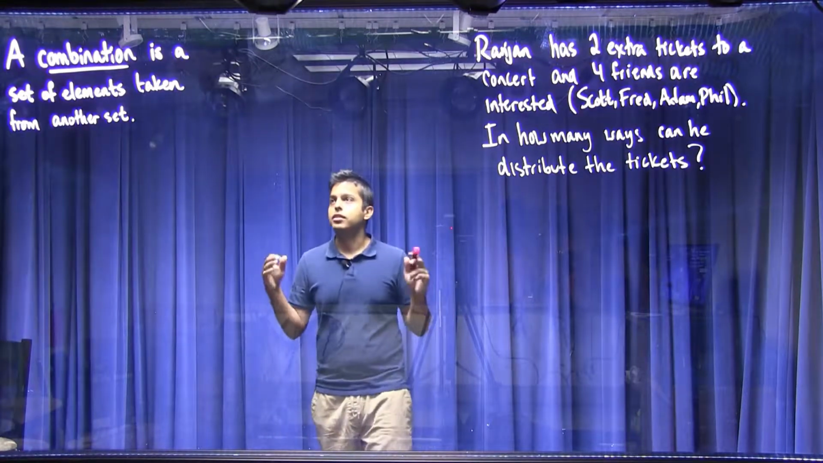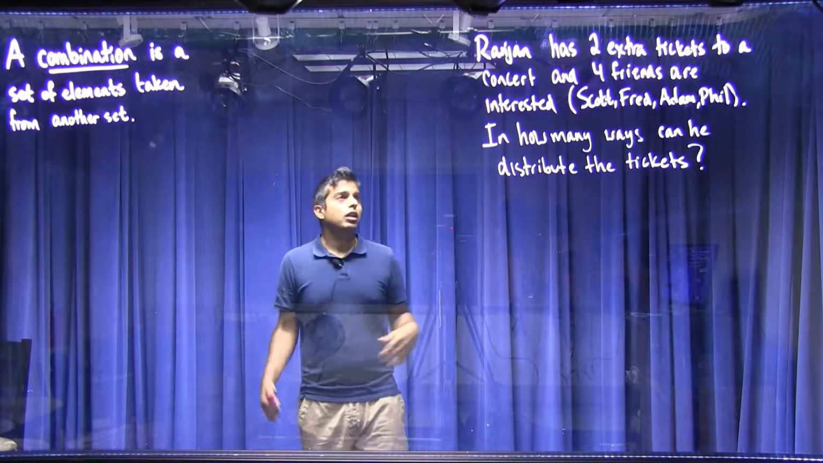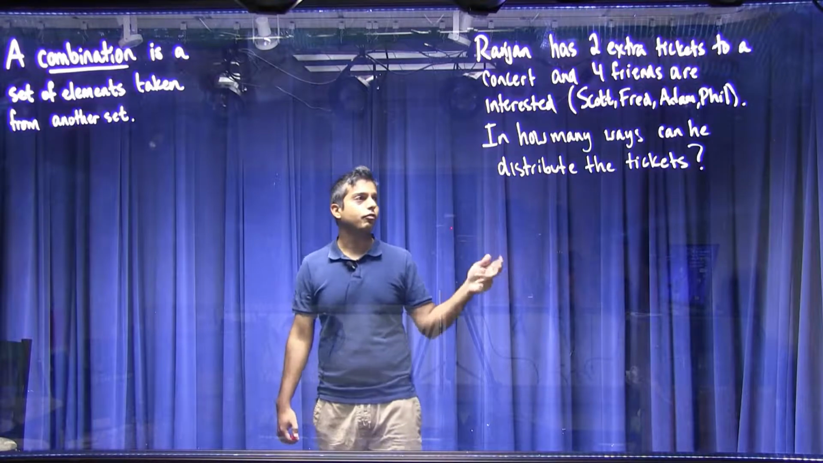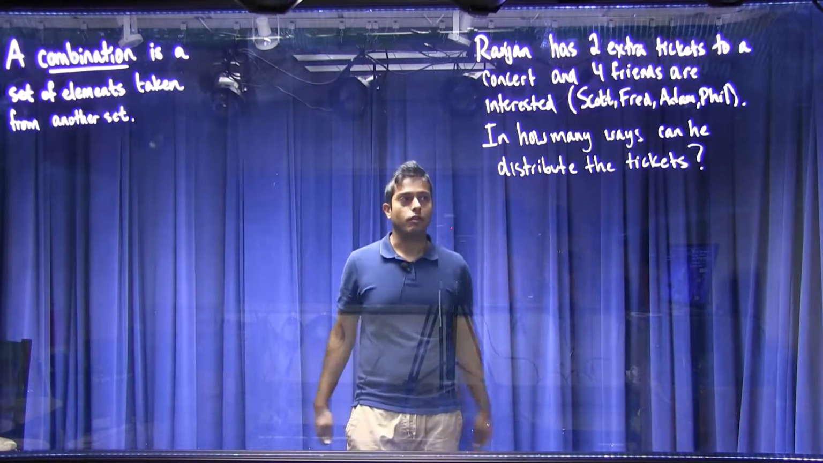A combination is a set of elements taken from another set. So let's look at an example. I got 2 extra tickets to a concert and 4 of my friends are interested: Scott, Fred, Adam, and Phil. In how many ways can I distribute the tickets to my friends?